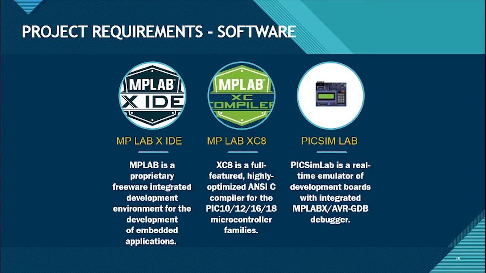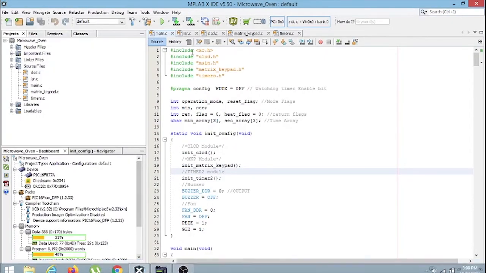So we have used some software such as MPLAB X IDE, MPLAB XC8 compiler, and PIXIMLAB to implement this project. MPLAB X IDE is a freeware integrated development environment for development of embedded applications, in which we have built the code and run the code. In MPLAB XC8, it compiles the code and generates the hex file. In PIXIMLAB we have loaded the hex file and visually seen the output of the project. So now I will demonstrate the project.